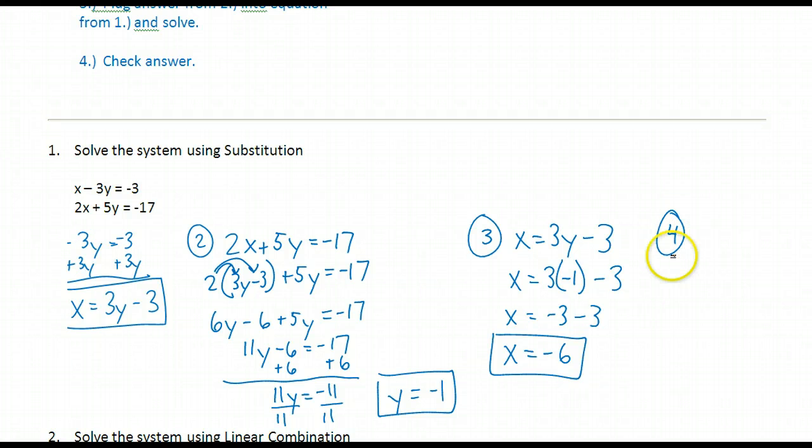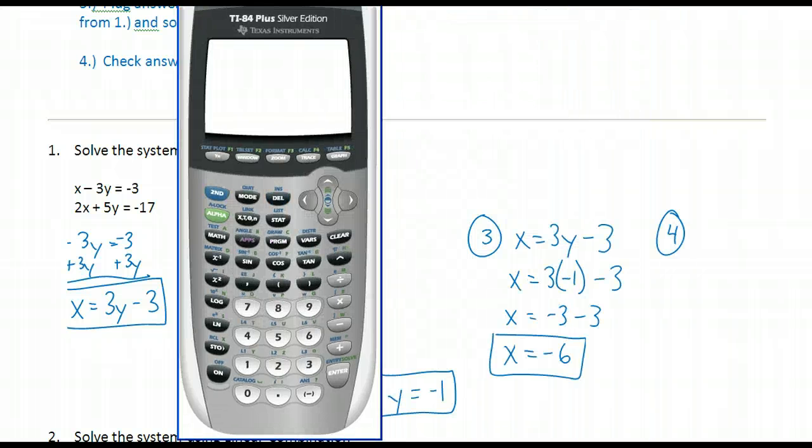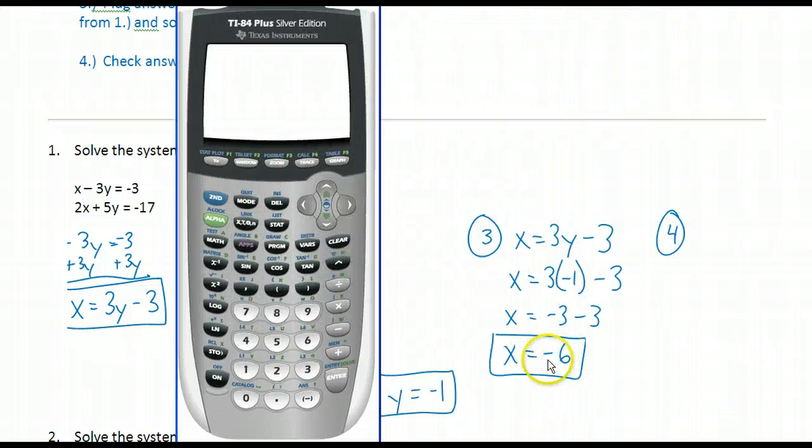Last step, check my answer. I'm going to use a calculator to check my answer. I'm going to take x and plug negative 6 in for x, and take negative 1 and plug negative 1 in for y into both of these equations. So I have negative 6 minus 3 times negative 1. When I hit enter, I should get negative 3, and I do.